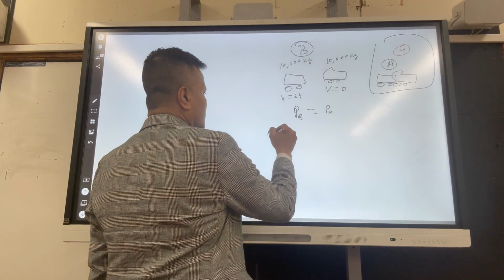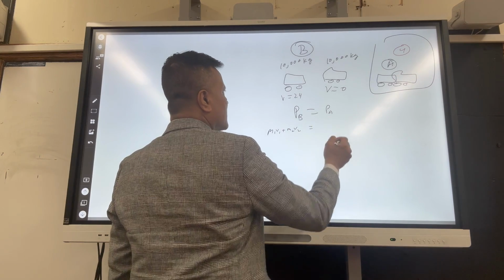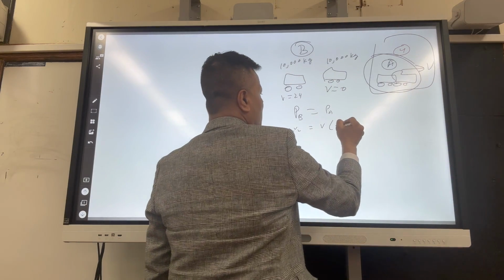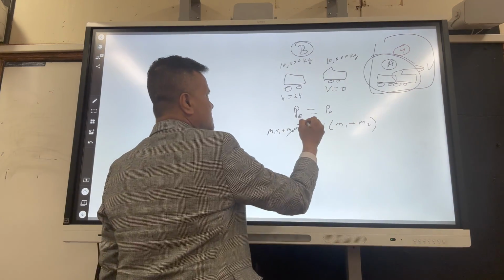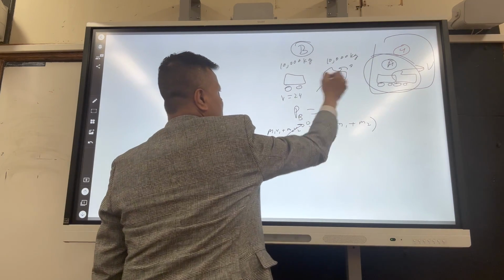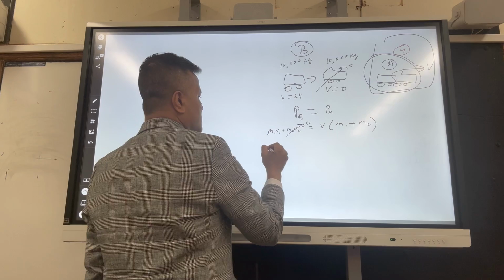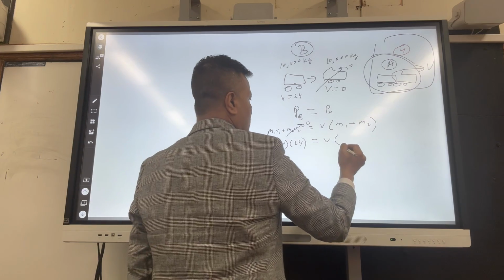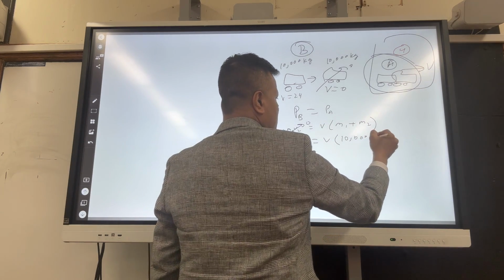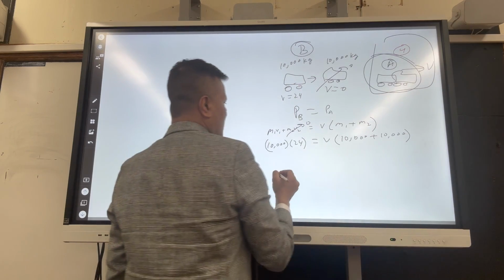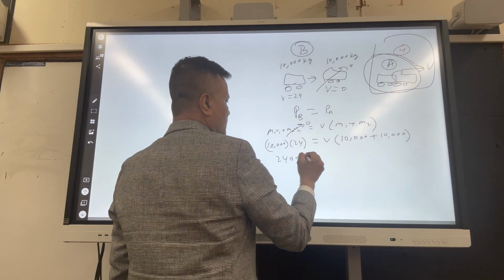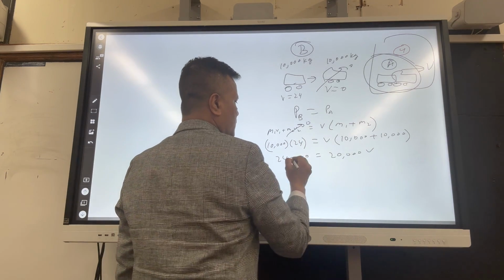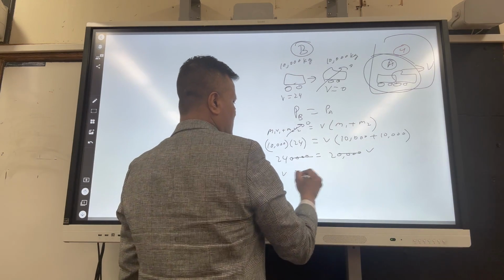So m1 v1 plus m2 v2 is equal to, now on the right you have only one v, so you write only one v times m1 plus m2. Here this is zero. Why? Because this car was at rest, and this car hit this one. So m1 is 10,000, v1 is 24, and v is what we're trying to find, times 10,000 plus 10,000. So 10,000 times 24 is equal to 20,000 v. So the zeros cancel, so v is equal to 12 meters per second.